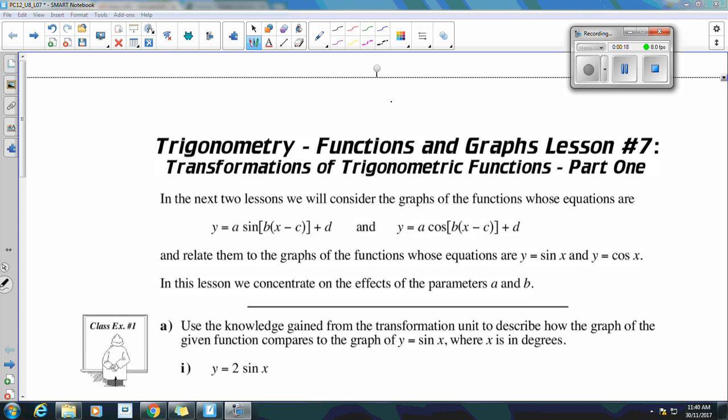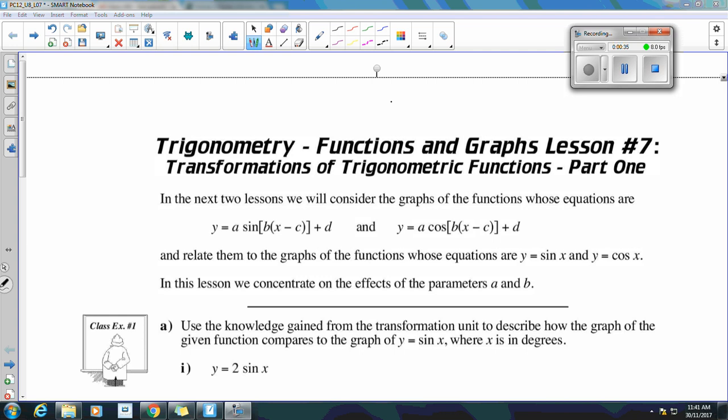Now, the curriculum is very specific in that it says we need to look at transformations of sine functions and cosine functions. The workbook occasionally does transformations of tangent functions, which is not in the curriculum. So if we come across those examples, we're going to skip them.